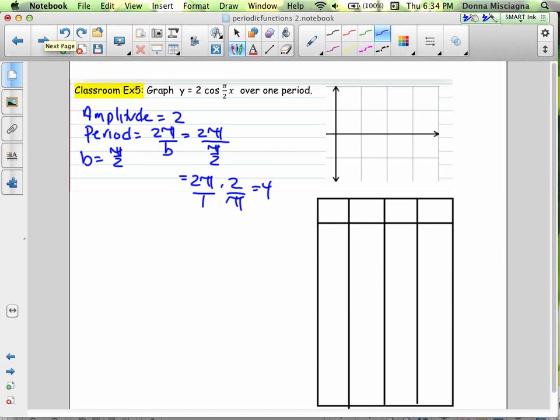And we need to find where our new x values are going to be. So we take the period and divide by 4, and this is just going to be easier because that's just going to be 1. And then again, no phase or vertical shifts.